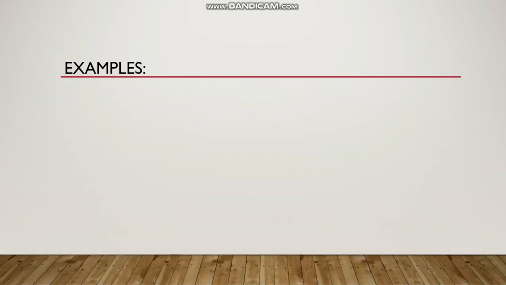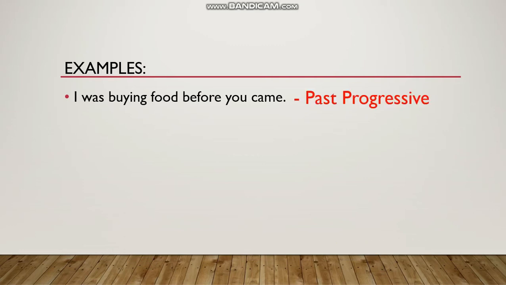Next, examples. Take a look at these examples and I want you to identify if this is past progressive, present progressive, or future progressive. Read. I was buying food before you came. So, what is the aspect used here? Okay, correct. Past progressive.